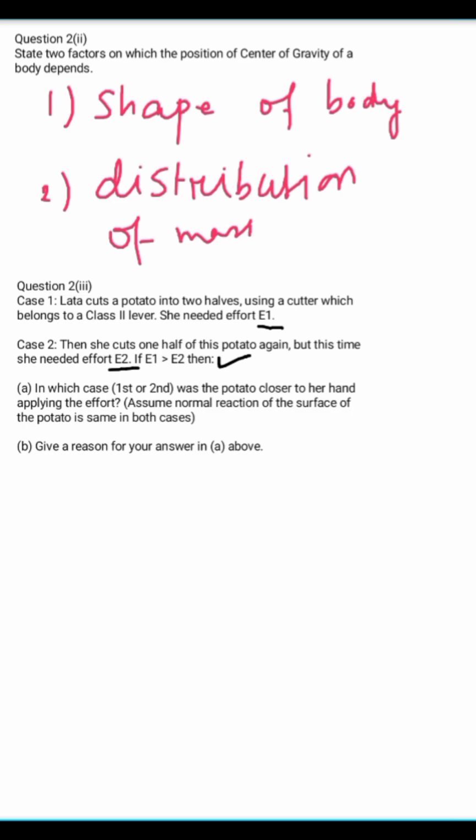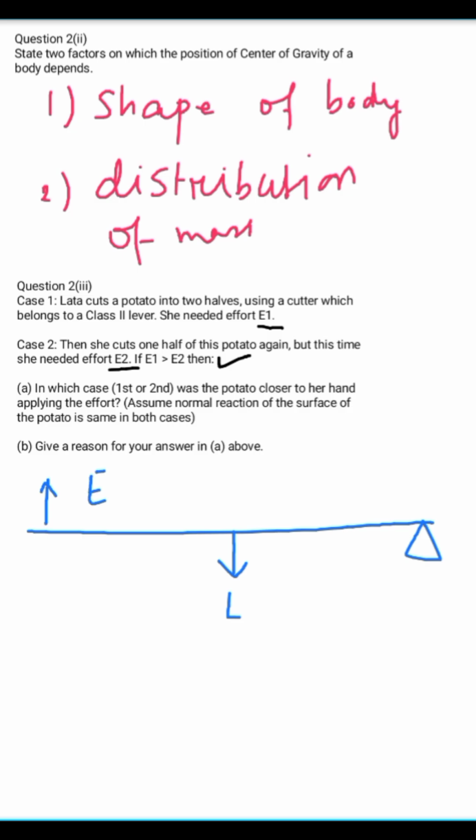So first of all, we have to make the diagram of the second class lever. We know in case of a second class lever, the load is in the center, or the load is between the fulcrum and the effort. So let's consider the load is here. The fulcrum is on one side and the effort is on the other side. Let's consider it this way.